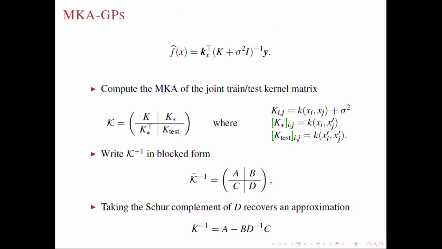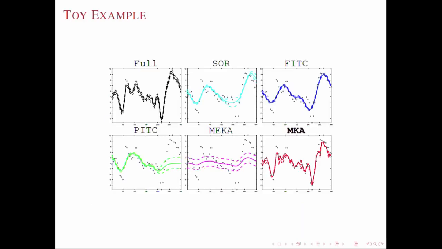We apply MKA to a Gaussian process regression problem. In particular, we compute the MKA of the joint train-test kernel matrix and use the Sherman-Morrison-Woodbury formula to recover the approximation of the inverse training kernel matrix.